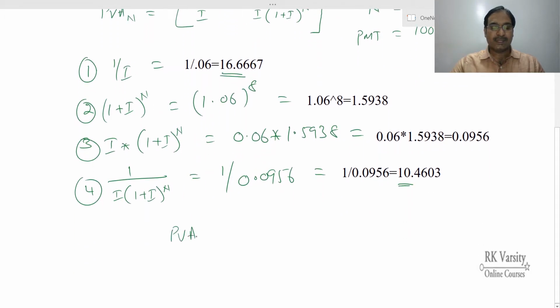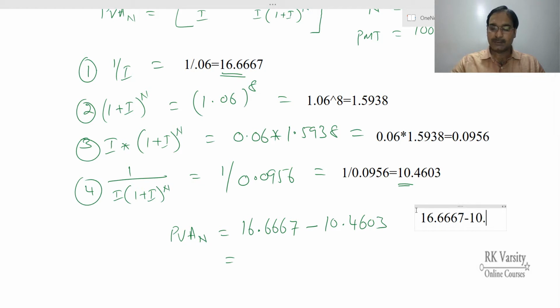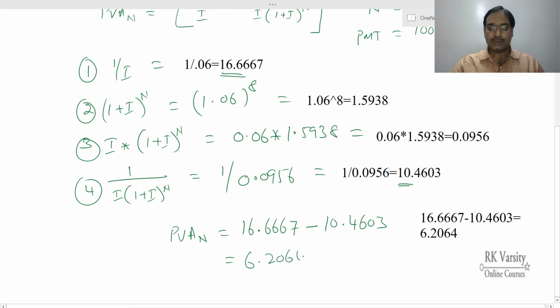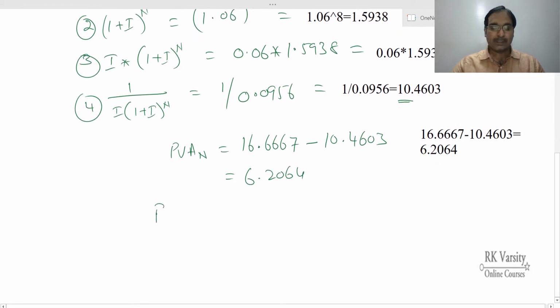So present value annuity ordinary equals 16.6667 minus 10.4603, so this comes to 6.2064.